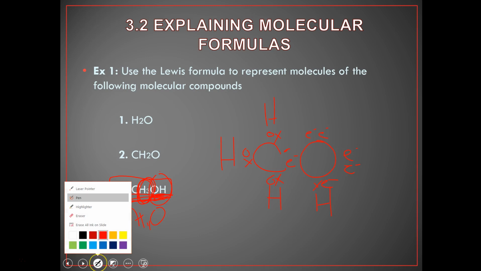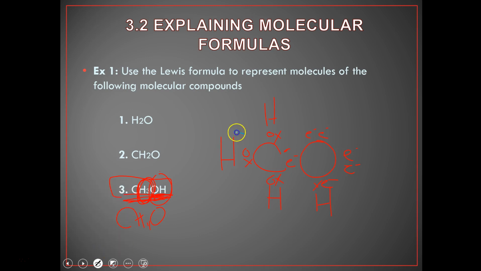So if I look at each of these, this hydrogen's octet rule is satisfied. This hydrogen's octet rule is satisfied. That hydrogen's octet rule is satisfied. This carbon has access to 8 electrons, so that's good. This oxygen has access to 8 electrons, that's good. And this hydrogen is good.